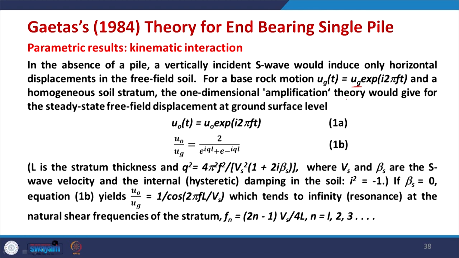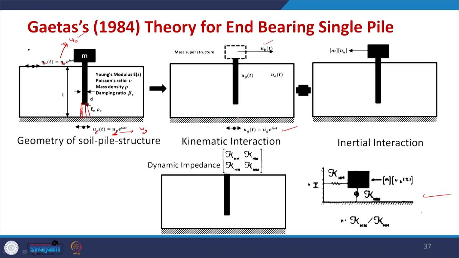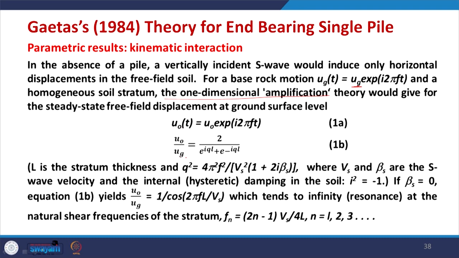Then doing what is called the one dimensional amplification theory, which is one dimensional ground response analysis, this gives you the free field displacement. A lot of literature is available on this, also in Kramer. Using this, you find the displacement at the top, U_0, which is called the kinematic interaction, the free field response. So, the ratio of U_0 to U_g is given by this relation, where q is given by this relation here. Here V_s and beta_s are the S wave velocity and hysteretic damping in the soil. Iota square is minus 1 as we discussed.